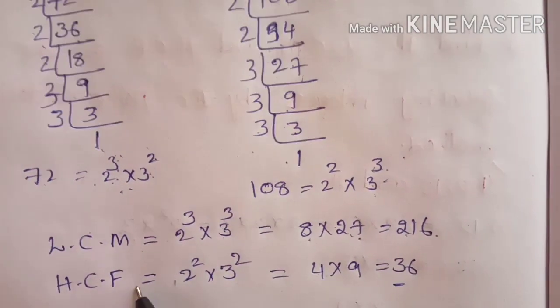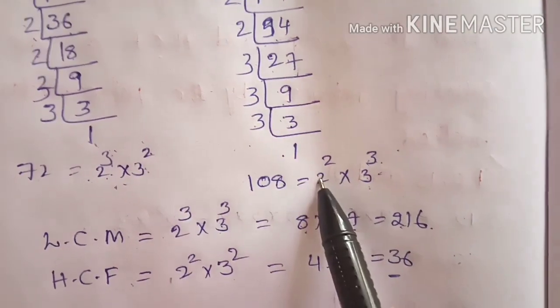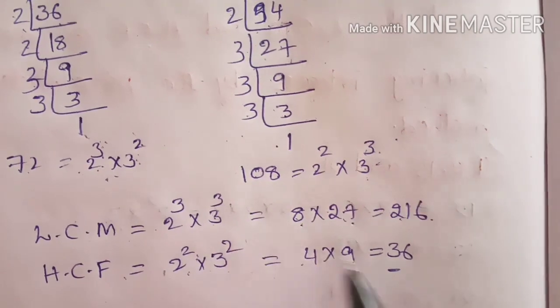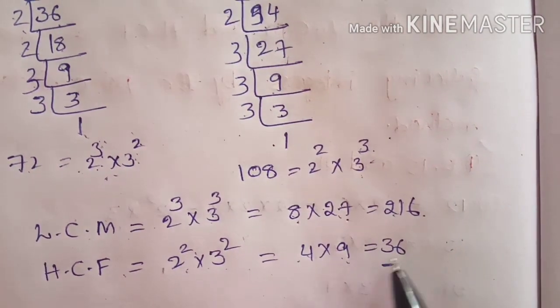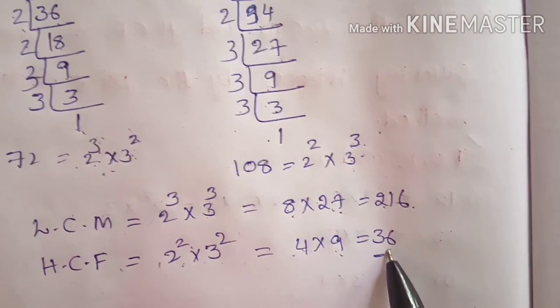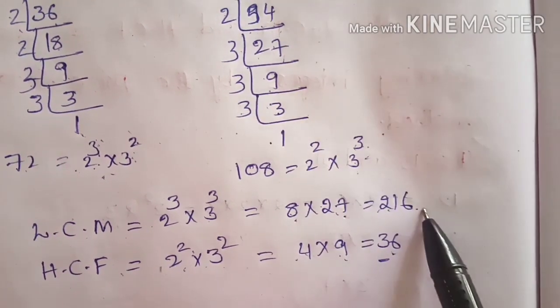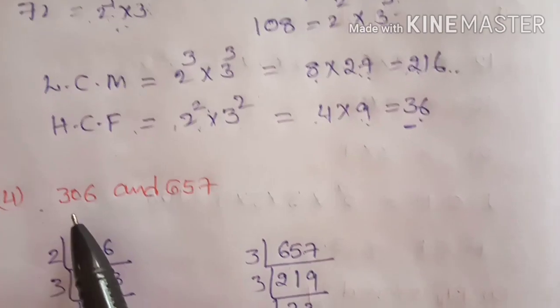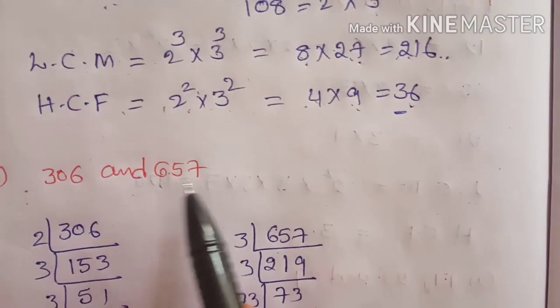Next, HCF, 2 square and 3 square. 2 square means 4, 3 square means 9, 4 nines are 36. This is the HCF, 36, and 216 is the LCM. Okay. Next question, 306 and 657.